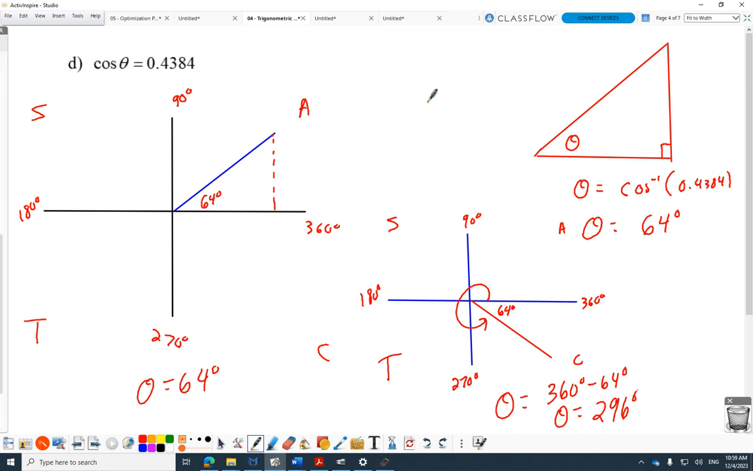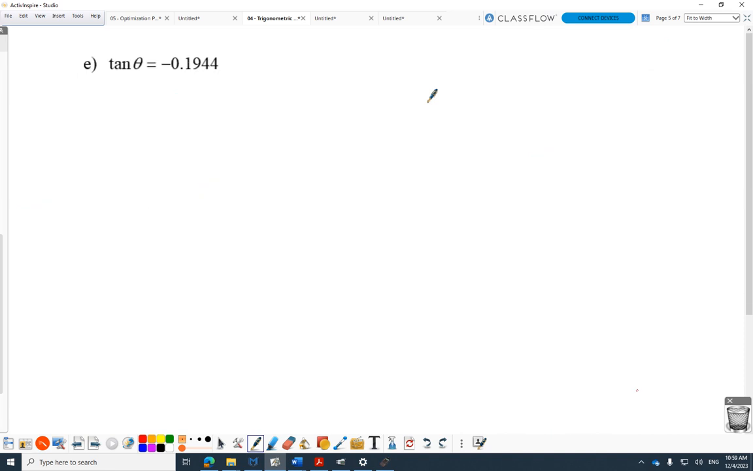Okay. If you've fallen asleep, come back for this one. This one does everything wrong. Everything that could possibly go wrong goes wrong here. If you understand this one, you're home free. It says tan theta equals negative 0.1944. 0.1944 is not in one of my special triangles. We're going to make our own special triangle. Everybody gets to be special.